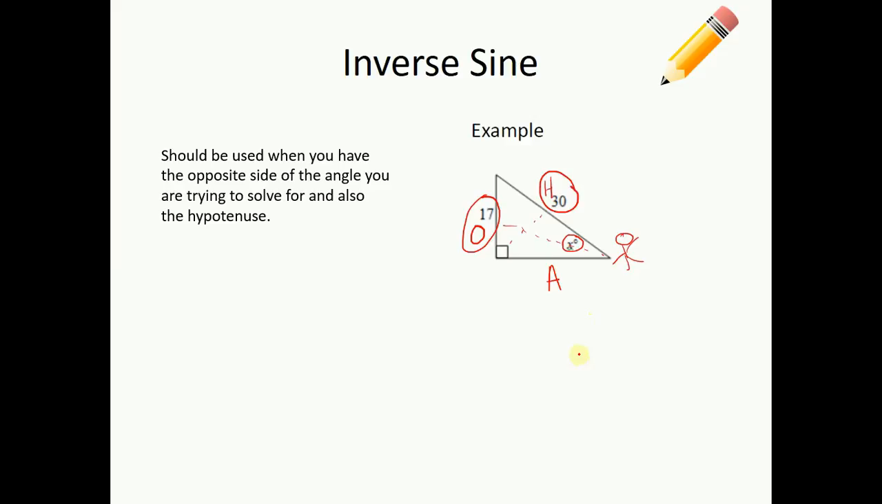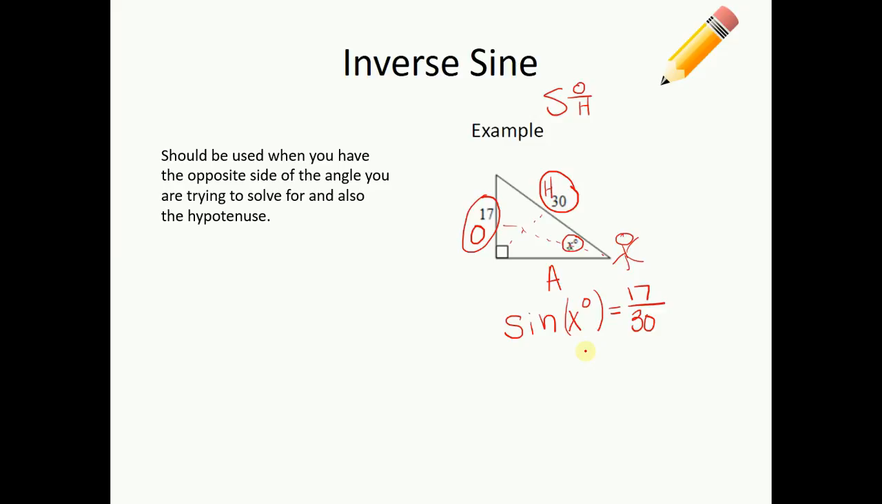So I know I have to use sine, because remember, sine was SOH, right? So I have the sine of my angle, which I don't know, I know that to be x, equals the opposite, 17, over the hypotenuse, 30. Here's where, notice guys, we can't solve for x. I can't just divide by sine. That's not right. I need to actually do what's known as the inverse of sine.